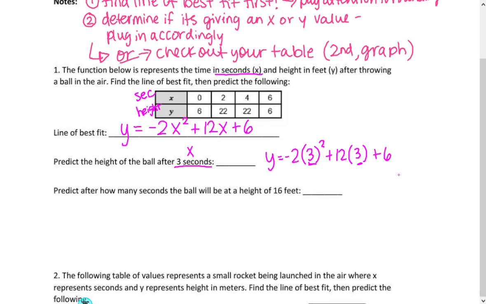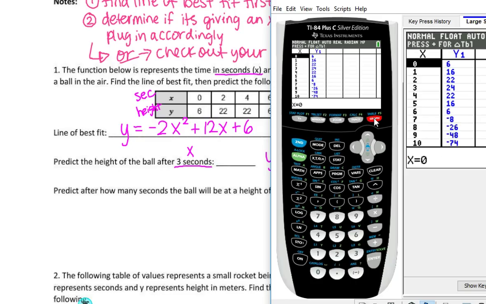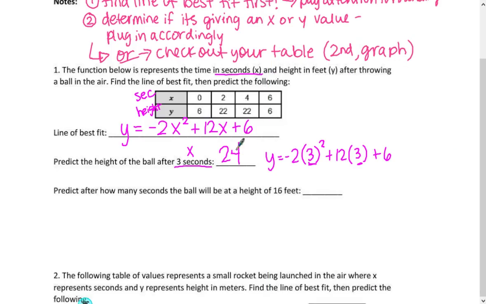Now another option would be to go into your graphing calculator and go to y equals, type in this equation, negative 2x squared plus 12x plus 6, and then you can go look at your table. Since it's asking me for a nice pretty whole number, I should have that point in here, and I can see that after 3 seconds the ball will be 24 feet in the air. So 24 feet. And again, if you had plugged this into your calculator, you would have got 24 as well.